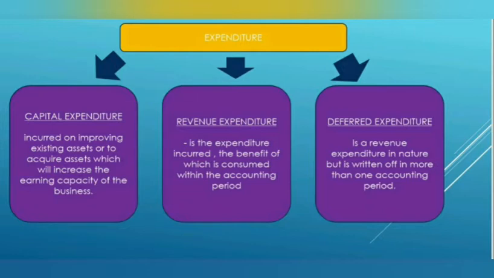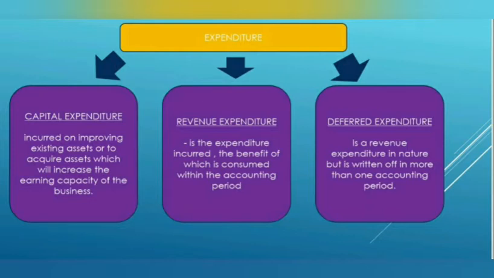Okay, so now revenue expenditure. Revenue, as the word means, revenue means profit. So revenue expenditure is the expenditure incurred, the benefit of which is consumed or used within the accounting period. That means within 12 months. Okay, so it has a direct relationship with revenue. Examples could be your cost of goods sold, salaries, rent, electricity expenses. These are all related to your revenue, because when you're paying these expenses, your profit is reducing.